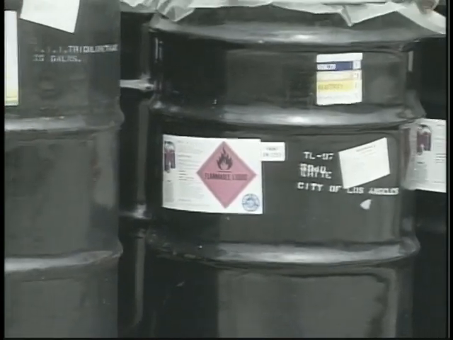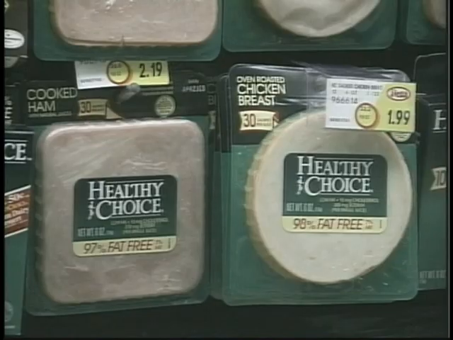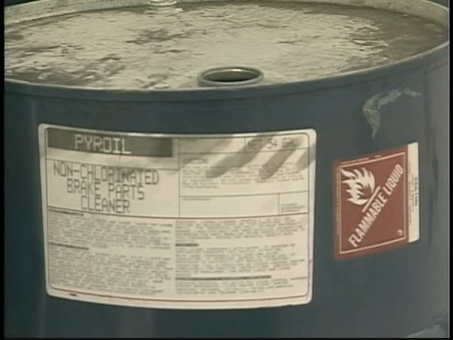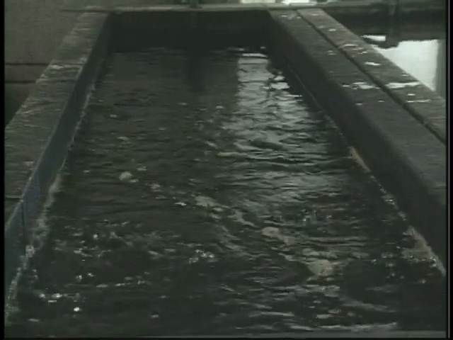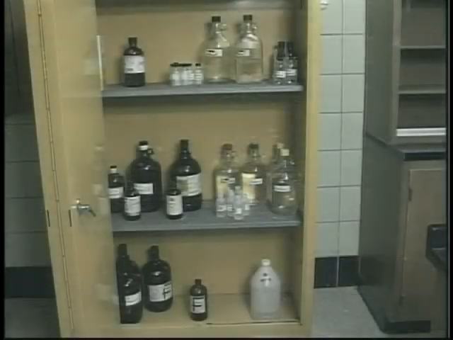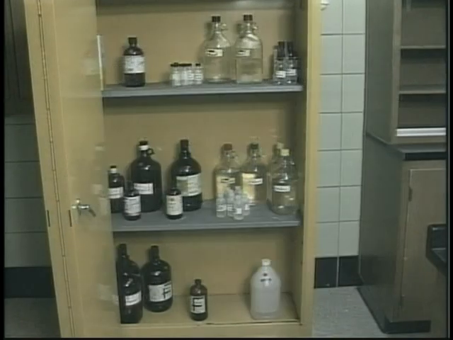Part of the hazard communication requirements of OSHA are labeling requirements. Quite naturally, we see labels on the foods we buy and a wide variety of other products. Labels are designed to provide information of the contents of the material and also what specific physical and health hazards there may be of these materials. The manufacturer, importer, or distributor is responsible for labeling containers, but the employer must adhere to the following. Ensure that all containers of hazardous substances in the workplace are labeled, tagged, or marked and include the identity of the hazardous chemical and the appropriate hazard warnings.